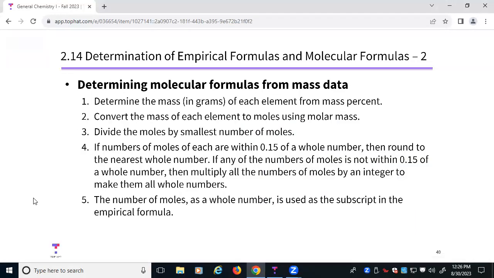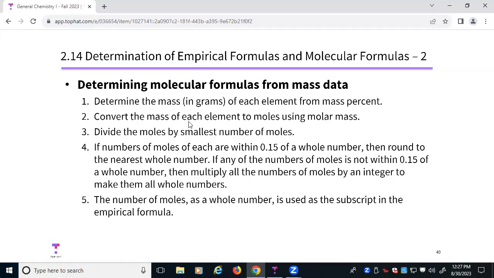All right, so what does the process actually look like? How do I take mass percent data and turn it into an empirical formula? The process here itself is actually not that bad. It looks bad. That's a lot of text there. But the process itself is really not all that different than what we've been doing the last 3 days.